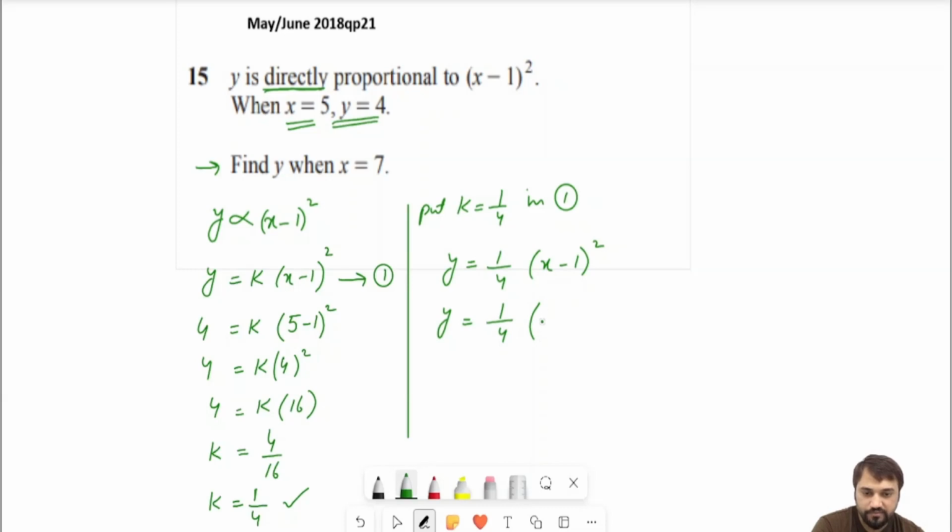We just need to put the value of x, that is 7, and 7 minus 1 is 6. 6 square is equal to what? 36. We can cancel 4 one time. 4 how many times? 9 times. The answer is y is equal to 9. This is our answer.